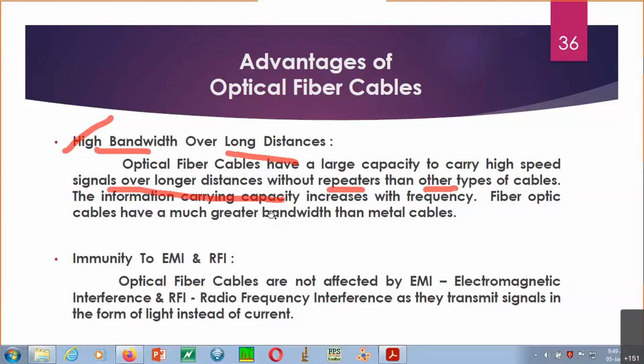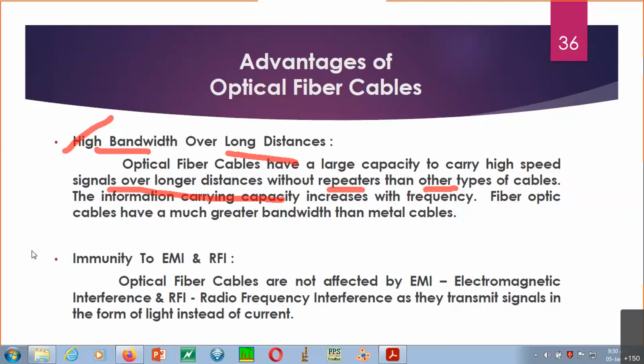Then you see this capacity, as I said again, this information carrying capacity increases with frequency. Okay, so if you are going to increase the frequency range, of course, that means you are going to send a large amount of data with that. That is the same reason I have written over here, fiber optic cables have a much greater bandwidth than metal cables. So bandwidth, keep in mind very clearly, in this sense I am talking about the frequency range. In the optical fiber cable, the frequency range is larger compared to the metal cables, and metal cables are basically coaxial cable only that I am talking about here.